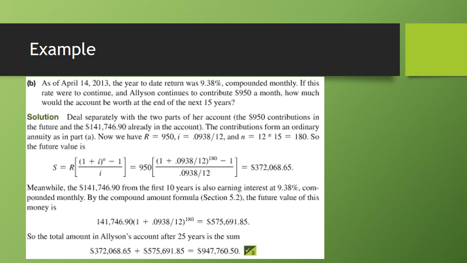$575,961.85. To get the total sum, you add both of those together and find that after the 25-year period, she has $947,760.50.